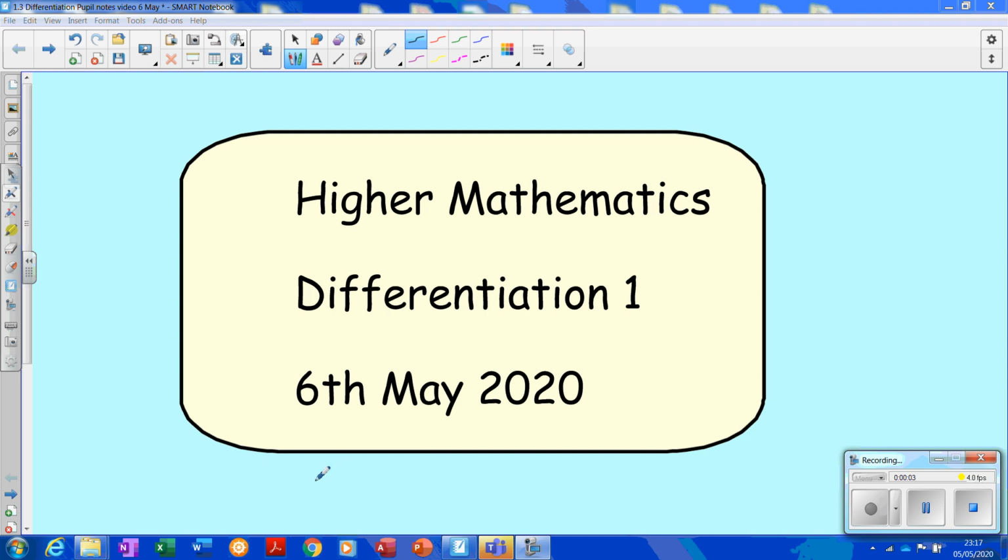Good morning. We are going to start a new topic and it is called differentiation. Now, differentiation is a part of calculus and we'll be working through this for the next few weeks. One of the things that's really important is that you are secure with surds and indices.